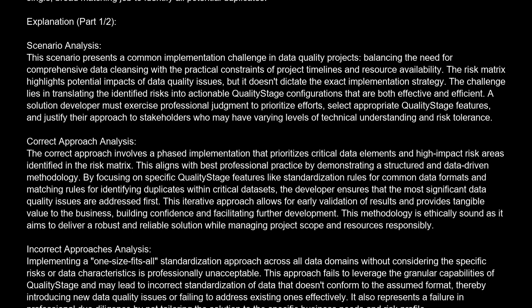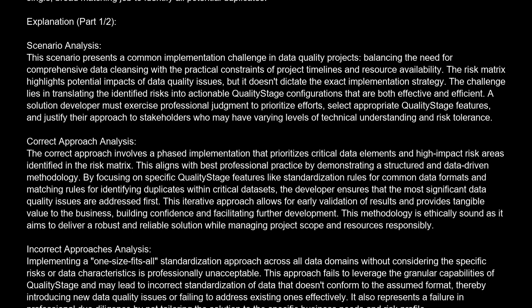Correct approach analysis. The correct approach involves a phased implementation that prioritizes critical data elements and high-impact risk areas identified in the risk matrix. This aligns with best professional practice by demonstrating a structured and data-driven methodology. By focusing on specific QualityStage features like standardization rules for common data formats and matching rules for identifying duplicates within critical datasets, the developer ensures that the most significant data quality issues are addressed first.